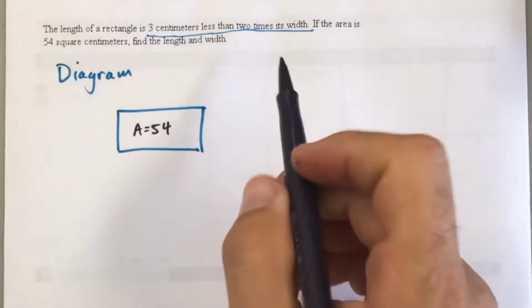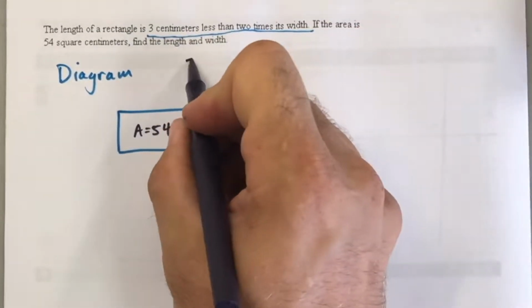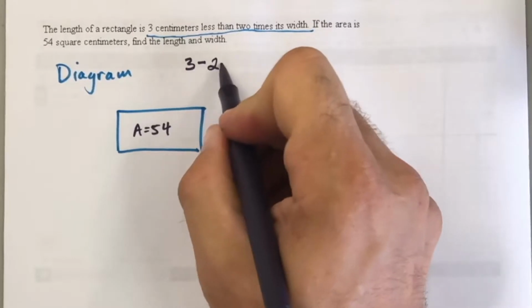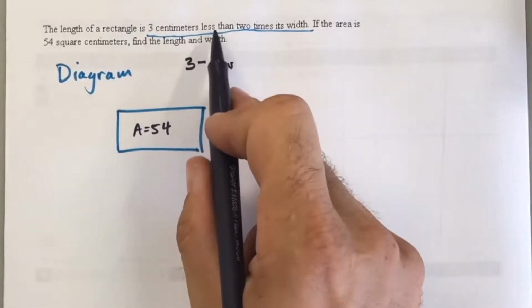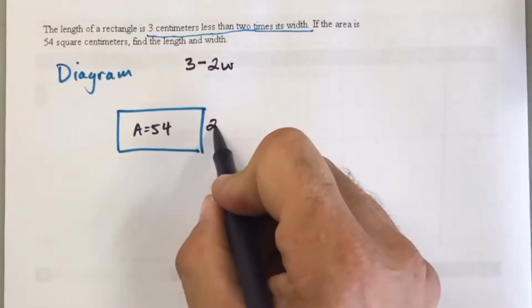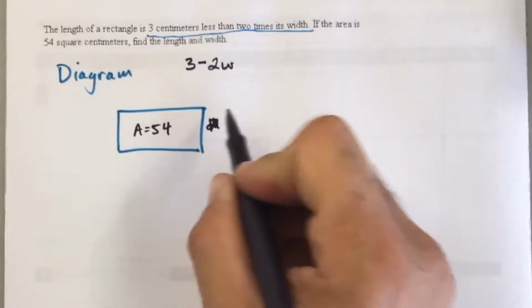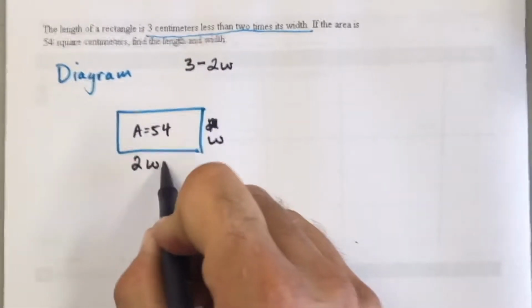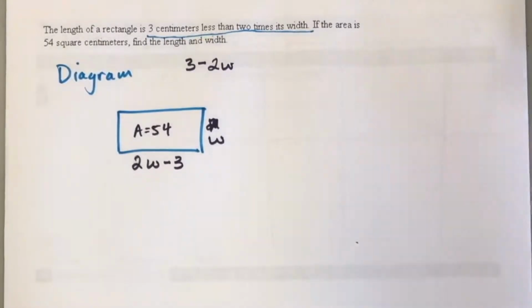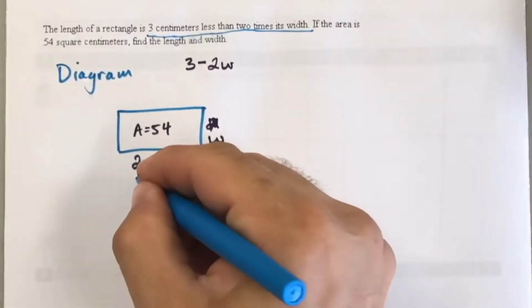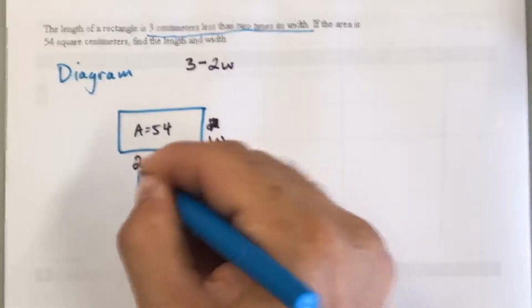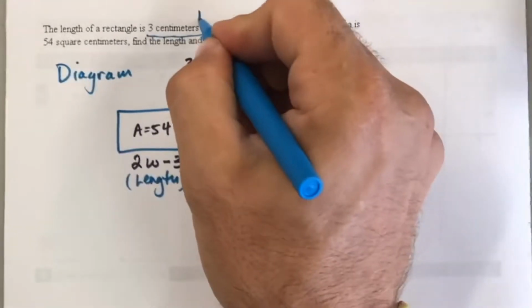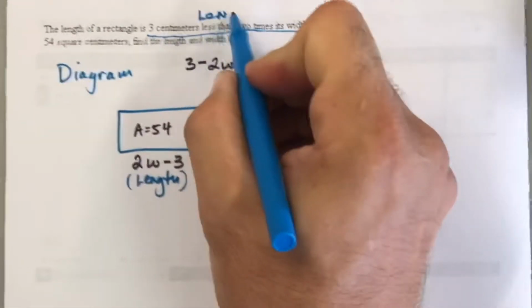Well, 3 centimeters less, how do you say that? A lot of students will say 3 minus 2W, where actually it's 3 centimeters less than 2 times the width. So actually, if I don't know my width, and it's saying my length is 3 centimeters less, this is how I'd write it. Now, in reality, this is my length here, and this is what they're telling me, the length of the rectangle. So I had to come up with an expression for that.